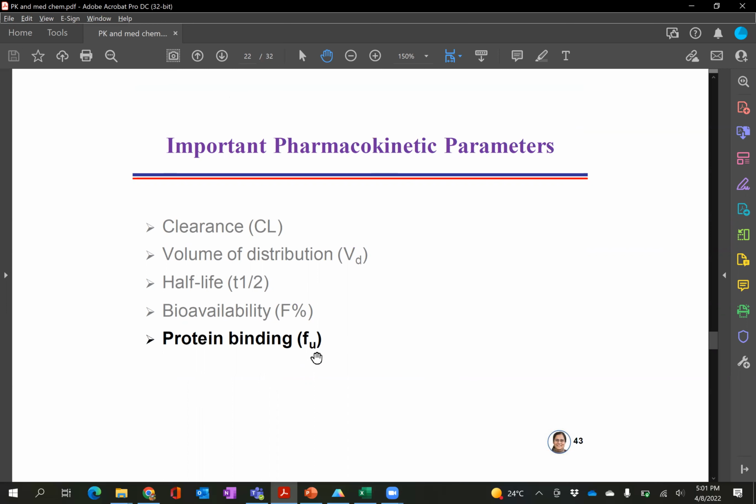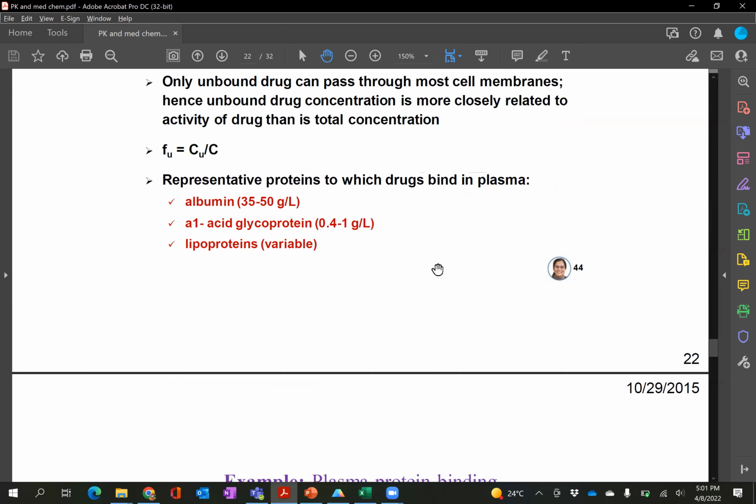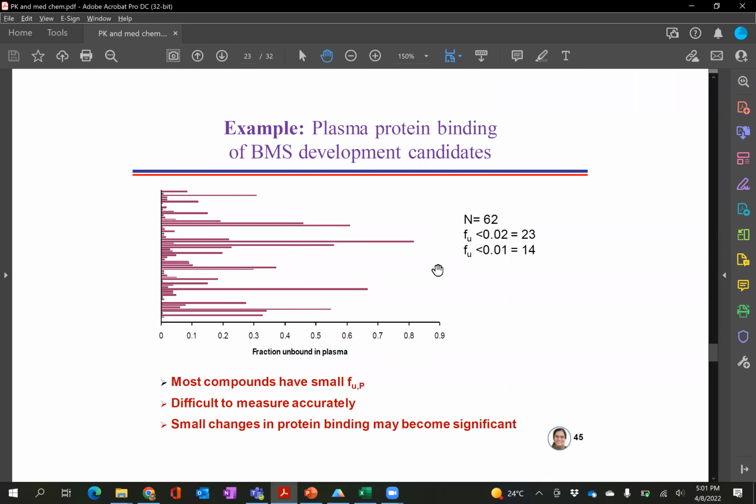So another thing is the unbound portion of protein. The unbound free drug hypothesis, right? Only the unbound form is the important part, and FU equals unbound drug concentration over total concentration. See, these are statistics of 62 compounds or drugs developed by BMS. A lot of them actually have very high plasma protein binding. They have only 1 or 2% free.